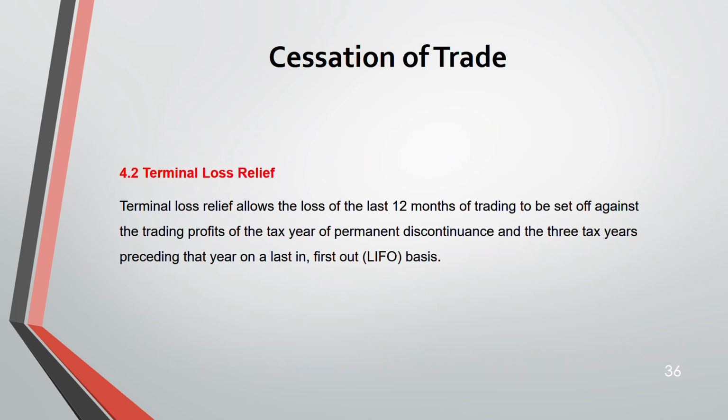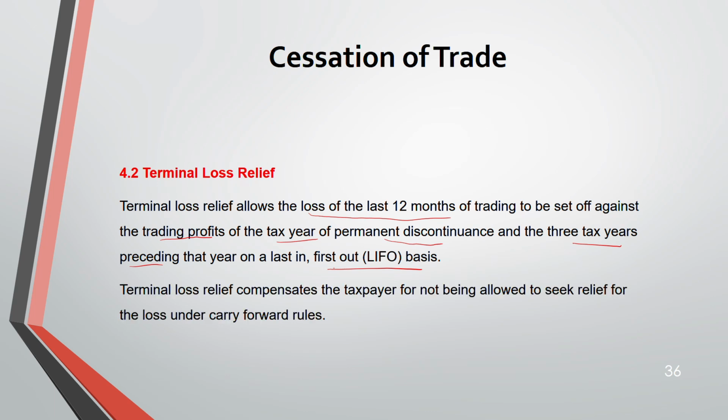Now, terminal loss relief. This relief allows the loss of the last 12 months of trading to be set against the trading profit of the tax year of your permanent discontinuance and the 3 tax years before that on a LIFO basis. When you started, it's FIFO. When you close, it's LIFO. Last year first and then you go back. For the 3 tax years, you have to keep adjusting until you finish the 12 months.